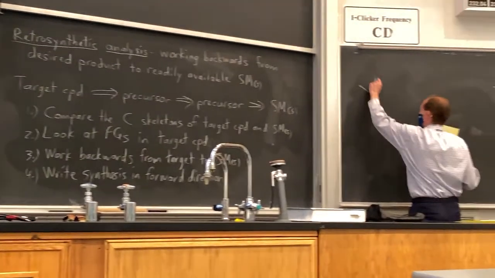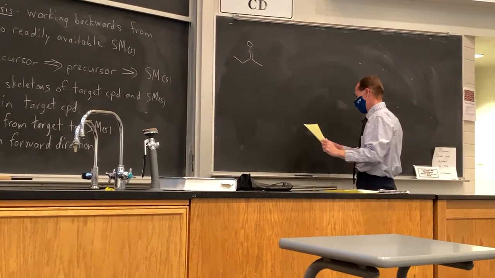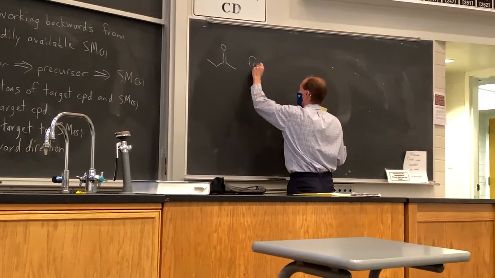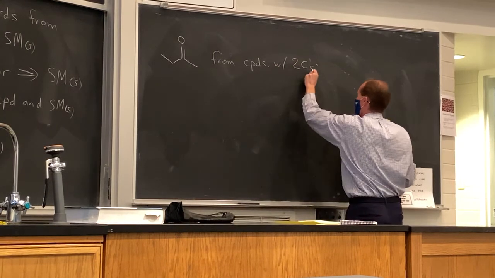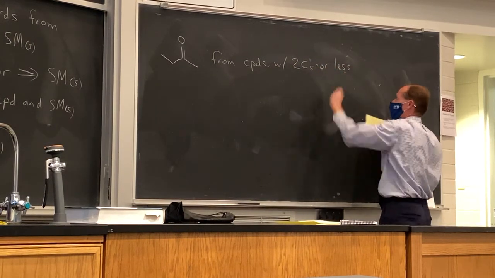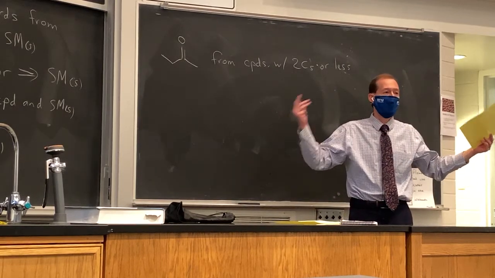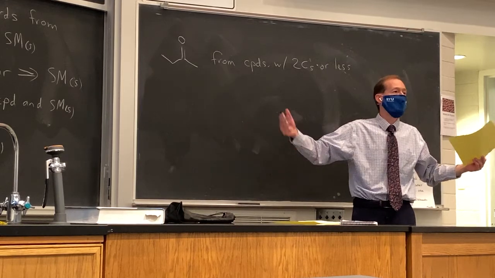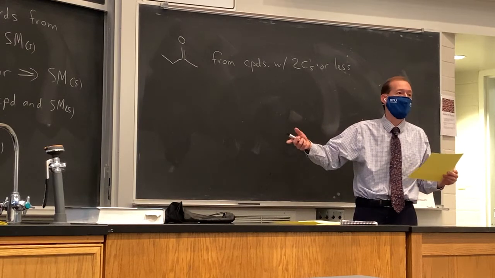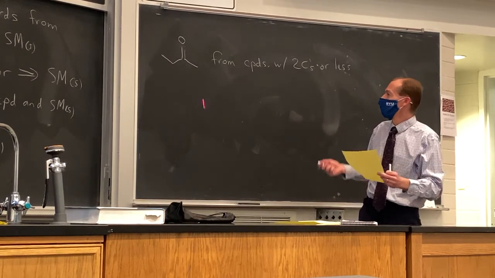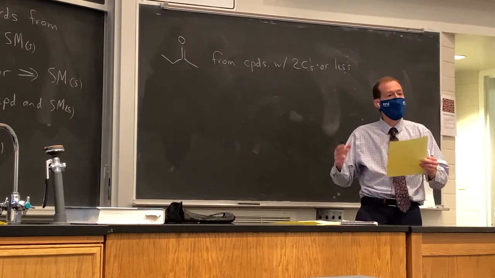Let's say that we want to make this ketone here, and we're going to make this ketone from compounds with 2 carbons or less. Okay? So how many carbons in our target molecule? 4. So we know we're going to have to do at least one carbon-carbon bond forming reaction, which tells us we're going to have to do an acetylide ion alkylation. So a good place to start is to look at our ketone and simplify it back to an alkyne.